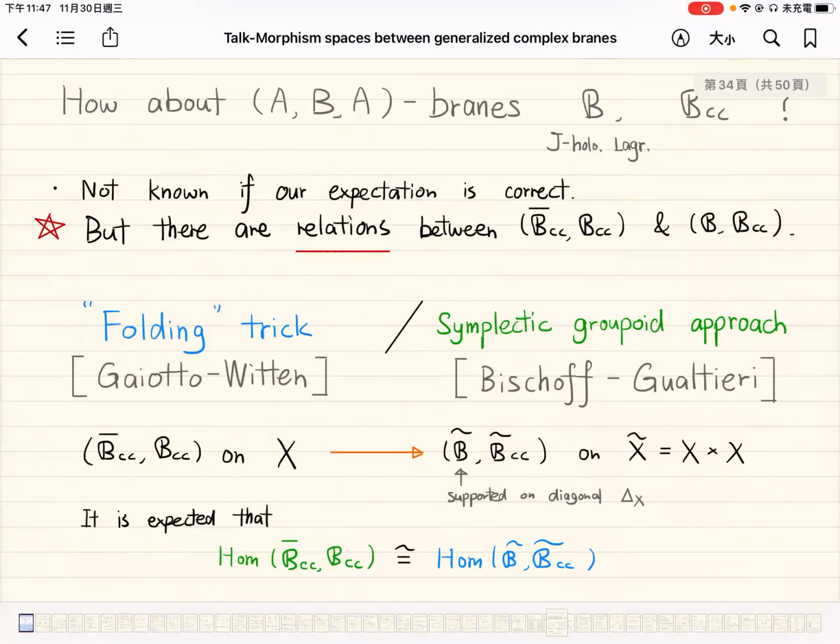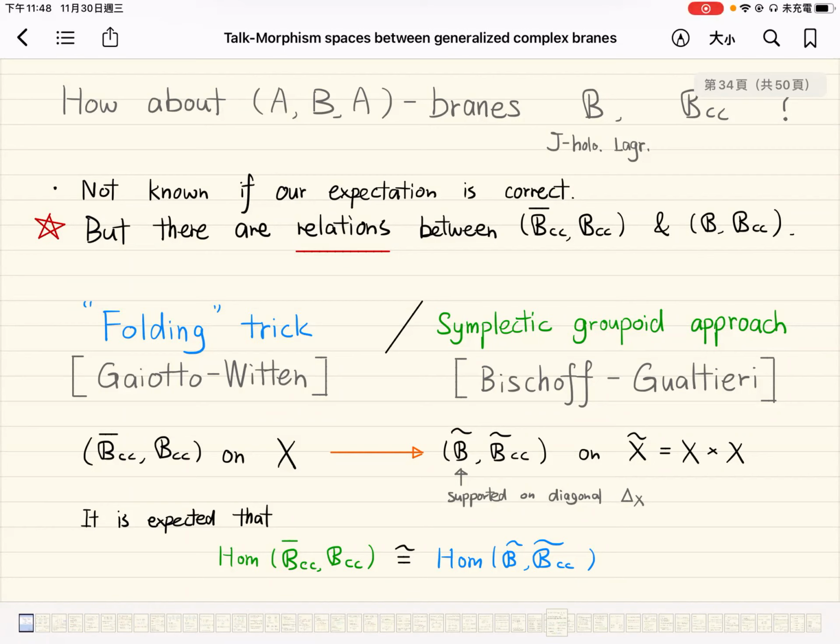Maybe we can also go to another subtle case. So how about another system of AB rings, where one ring is a J-holomorphic submanifold, and another ring is the canonical coisotropic A-brane? Up to this moment, it is not known if our expectation is correct. It's not known if we can find a desirable Sp1 symmetry acting on this kind of morphism space.